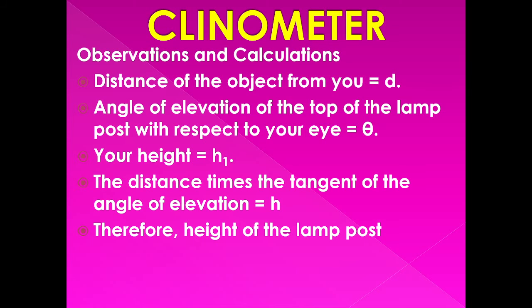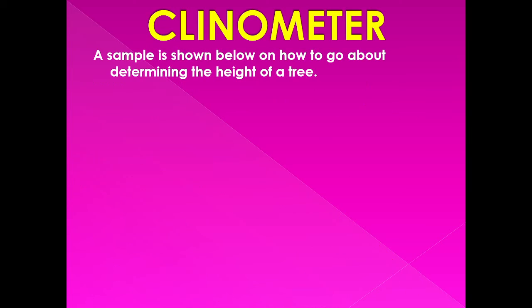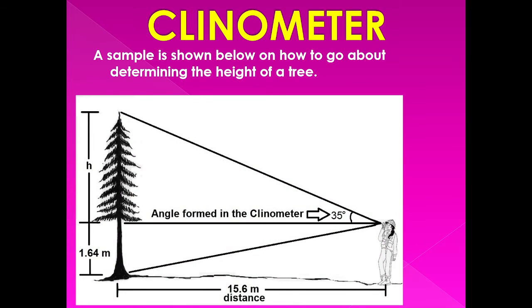Therefore, the height of the lamppost is this: height 1 plus distance times tangent theta. So this is the formula I will always use when, for example, I have another object. As a sample, this will be a sample over here.